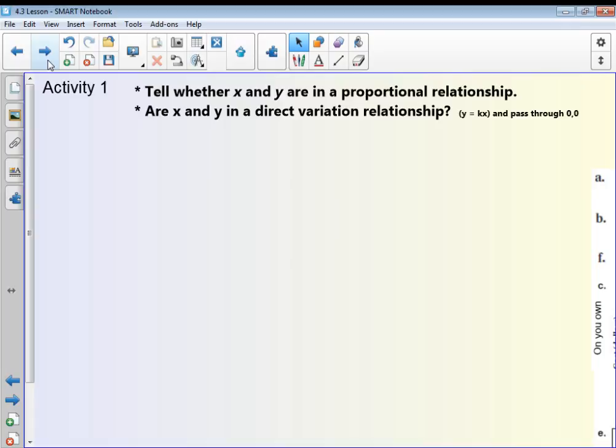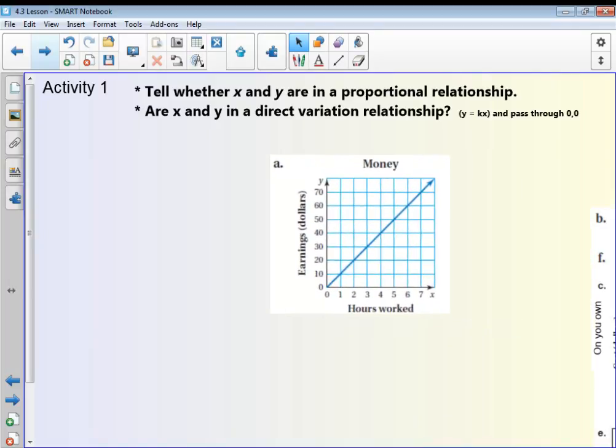Okay, so our activity, this is within your practice journal. We're going to tell whether x and y are in a proportional relationship. In order for that to happen, they have to be proportional. We can grab coordinates off of the graph and check the cross products of those. And they also have to pass through 0, 0. So they have to meet both of those qualifications.